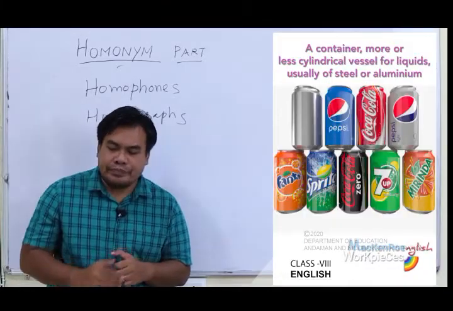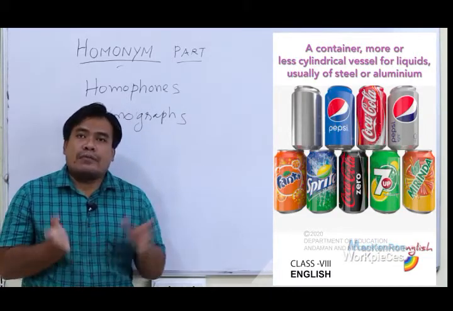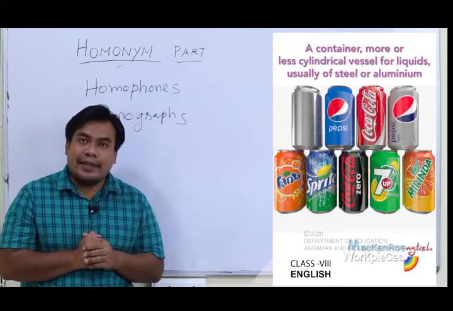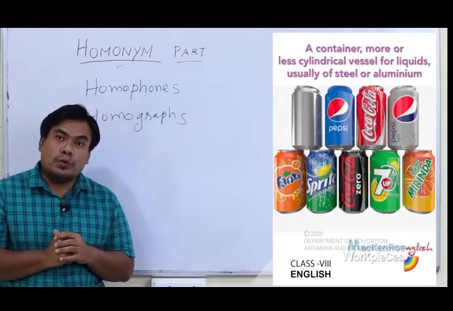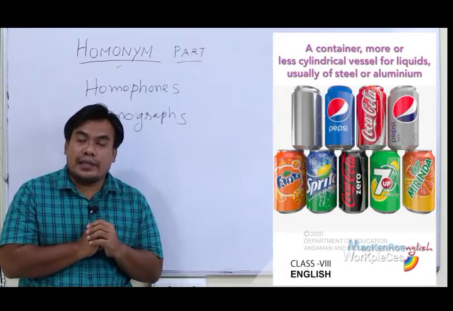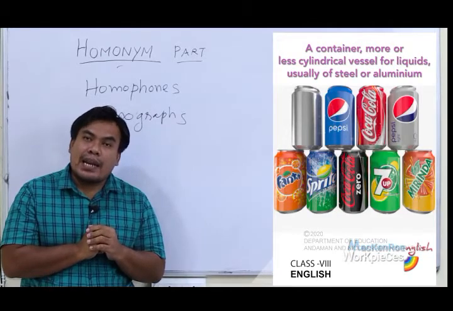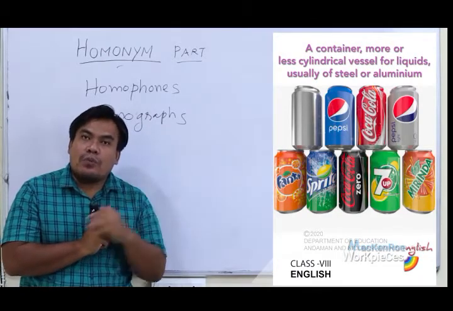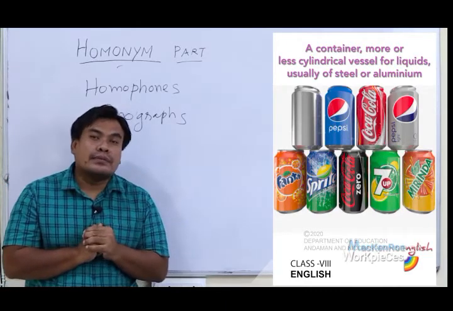The next one, okay, now you can see a lot of cans out there, right? Pepsi, Coca-Cola, Mirinda, etc. Those aluminum containers or steel containers are called can, C-A-N, can. That is one of the homonyms. Now think of another can. What could that be? C-A-N, can.